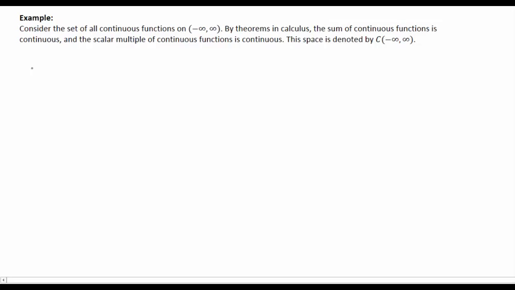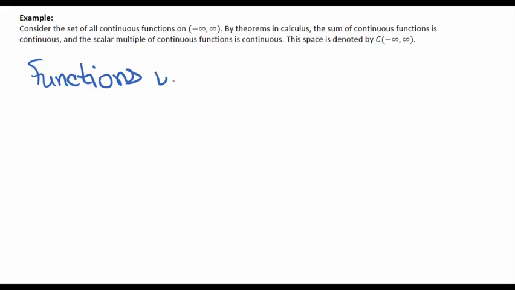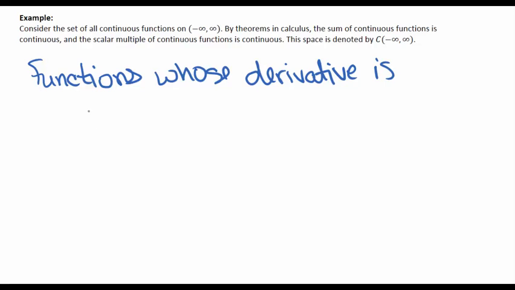Along these same lines, I can consider all functions whose derivative is continuous. And this is known as C1 functions. If I want to consider functions who have a continuous second derivative, that would be C2. Continuous third derivative, C3, etc.